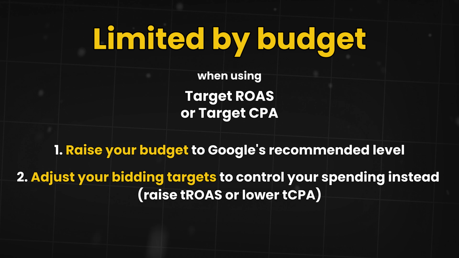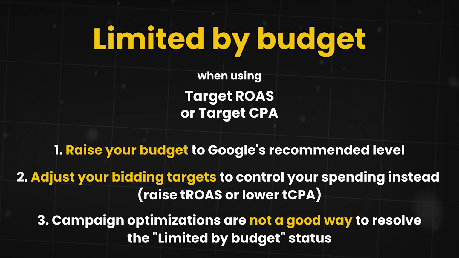Now, when it comes to campaign optimizations, like pausing underperforming ad groups or keywords, they are not a good idea when it comes to resolving limited by budget status under these bidding strategies, because when you make these optimizations, you improve the effectiveness of your campaign, but that only widens the gap between your actual results and your bidding target, which creates further upward pressure on your campaign spending and causes even more limitations.